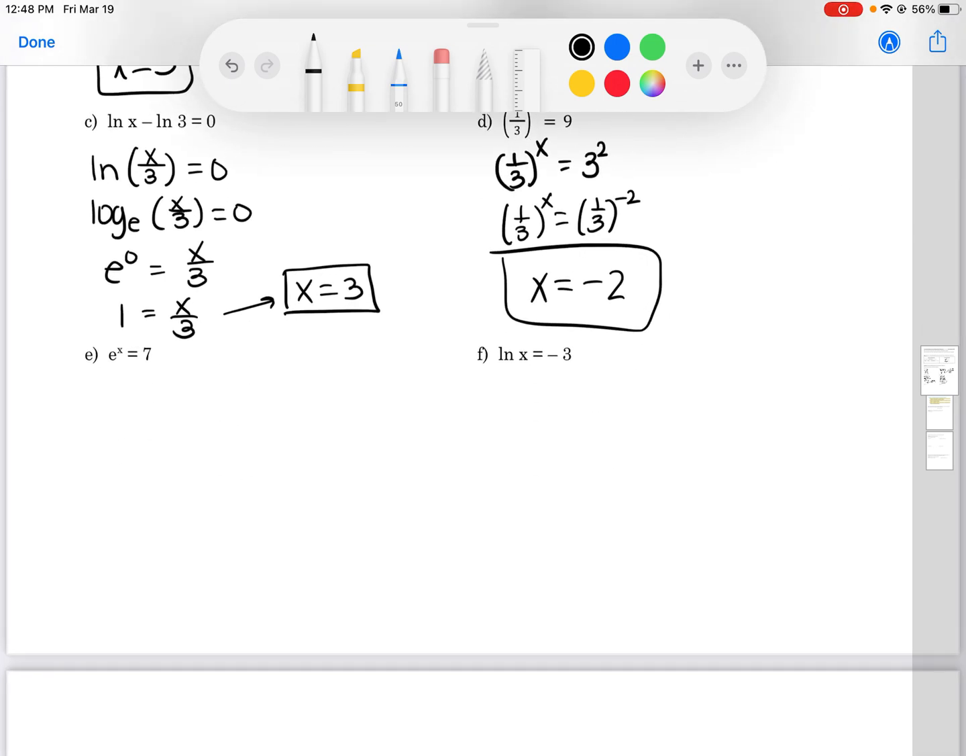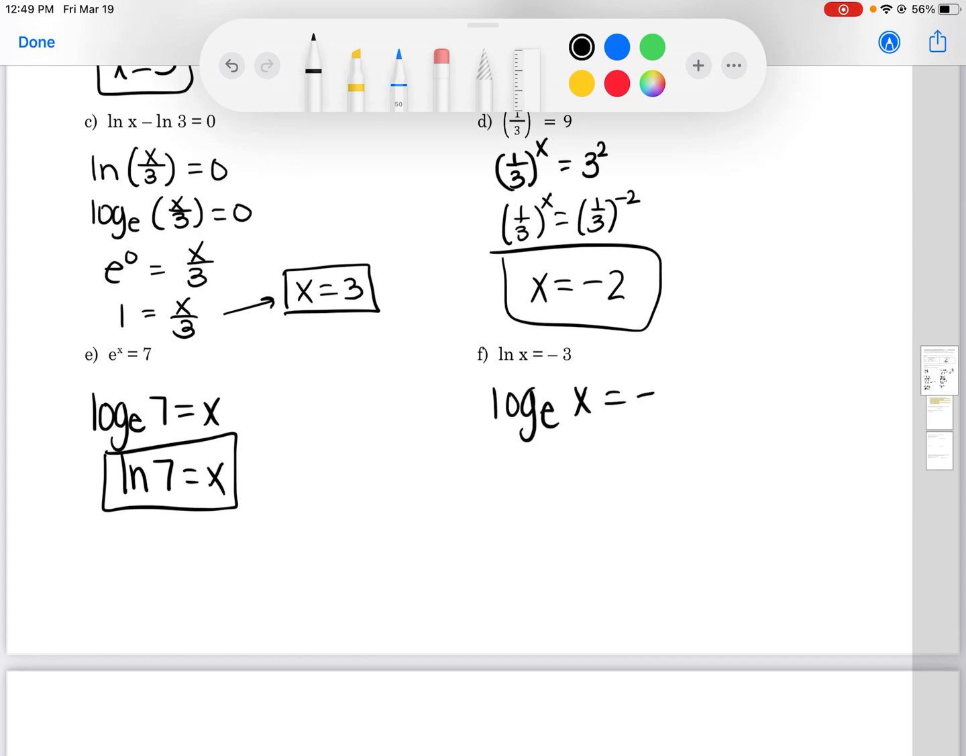Then I have e to the x is equal to 7. Okay, so really what that means is I could rewrite this as log base e of 7 is equal to x, or natural log of 7 is equal to x, and I could just use my calculator to evaluate that. And then here, again, think of that as log base e. e to the negative 3, which is something I can get in my calculator, is equal to x.